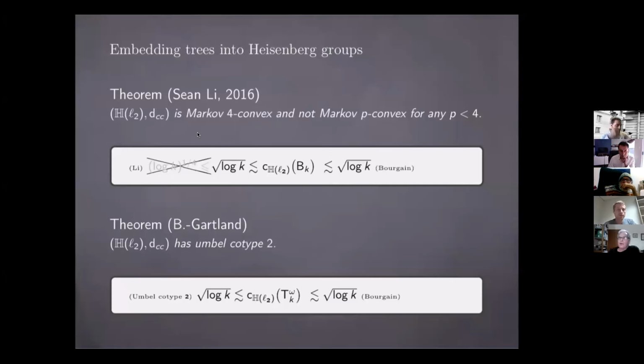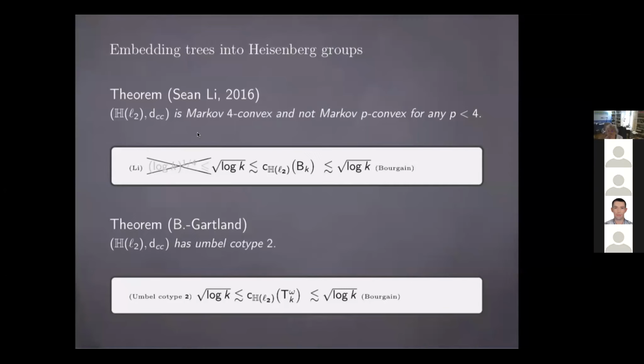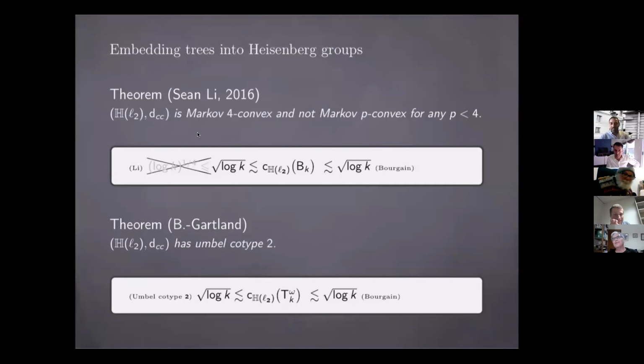Now, of course, Umbel cotype will prevent the embeddability of trees. So yeah, no, it's a notion of cotype involving the geometry of trees. I mean, it behaves like cotype, but not for the Hamming cubes, right? For trees, so it has different properties.